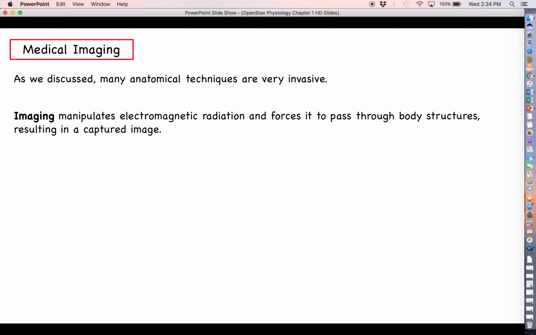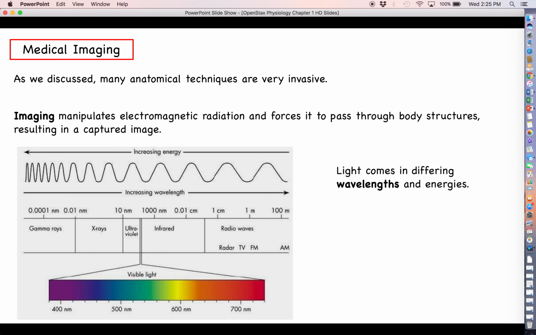We can do this while minimizing invasiveness. Most of what medical imaging encapsulates is the utilization of electromagnetic radiation and having this radiation pass through the body, and depending on how internal organs or structures interact with that radiation, we either can or cannot capture that particular structure with an image. So before we talk about individual imaging techniques, we need to have a very basic understanding of electromagnetic radiation itself, so light.